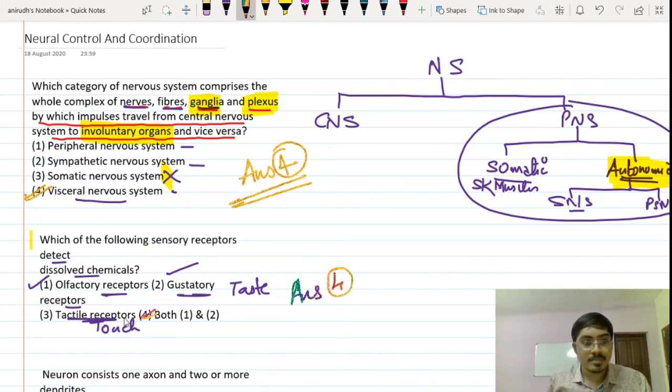So gustatory receptors and olfactory receptors, taste receptors and smell receptors, are examples of receptors which carry chemical sensations. They are chemical receptors because you get a taste as well as smell only when there are chemicals present inside the food that you take or whatever you smell. I hope this is also clear to you. Let's go to the next question.